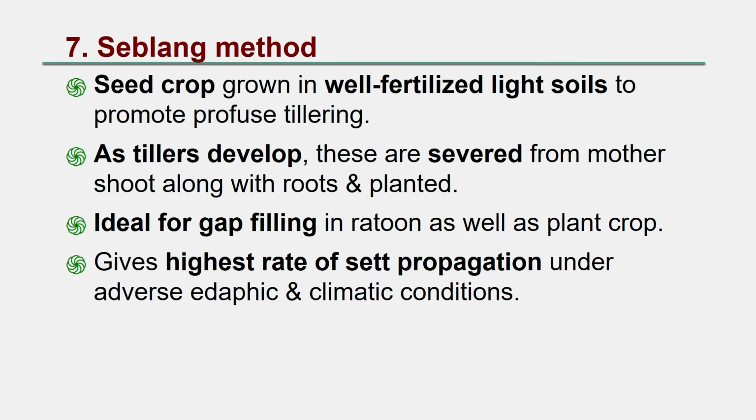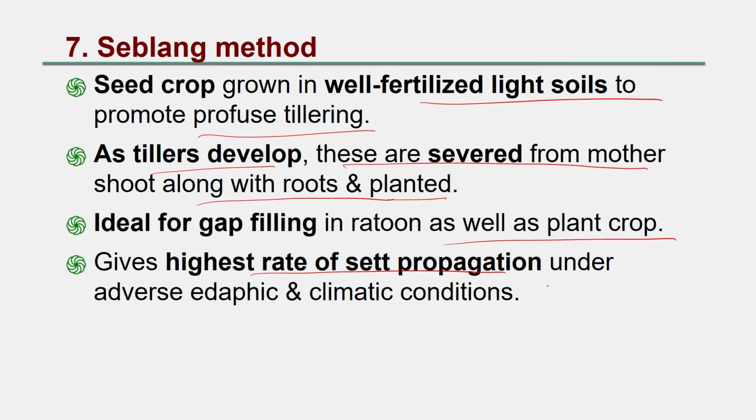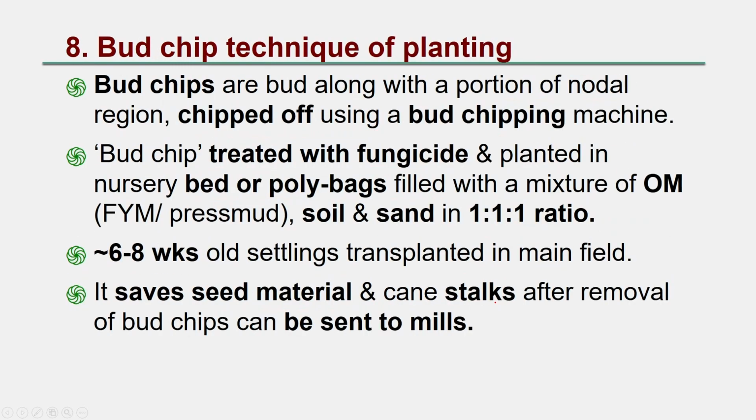Sab-Lang method: seed crop is grown in well fertilized light soils to promote profuse tillering. As tillers develop, these are severed from the mother shoot along with roots and they are planted after cutting from the mother shoot. It is ideal for gap filling in ratoon as well as plant crop. It gives the highest rate of set propagation under adverse edaphic and climatic conditions.